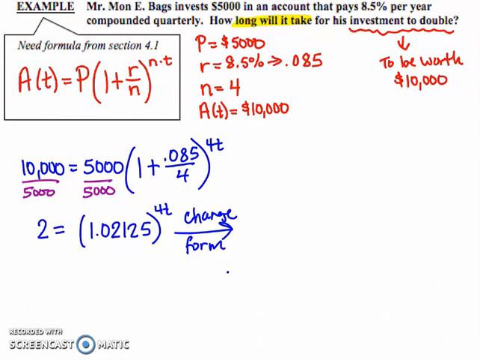Again, the base of the exponent becomes the base of the log. So this is going to be log. Our base will be 1.02125. What's inside the log will be 2. And that's going to be equal to our exponent, which is 4t.